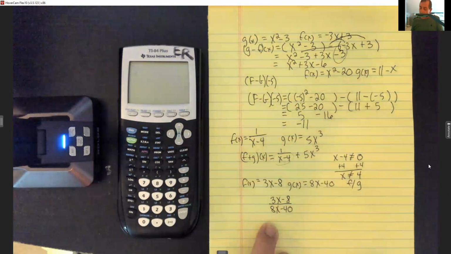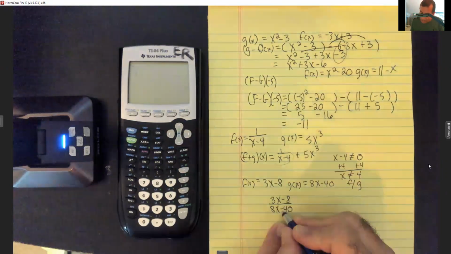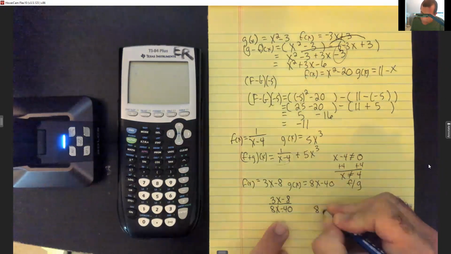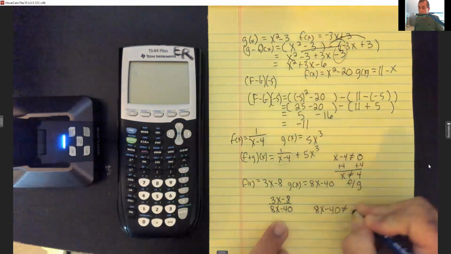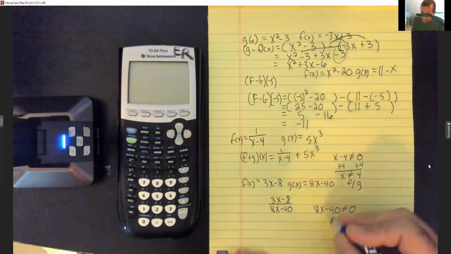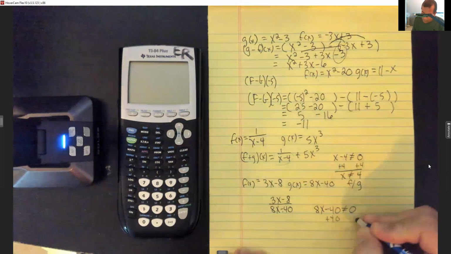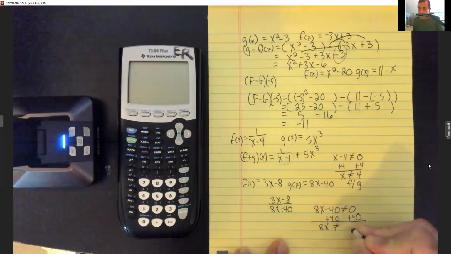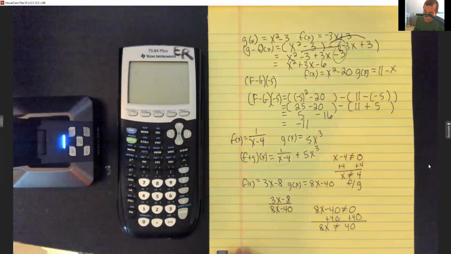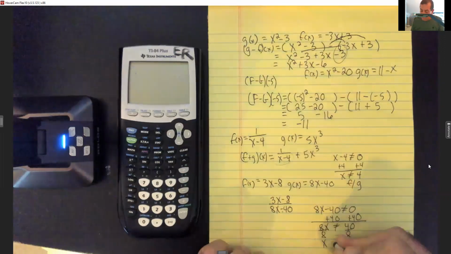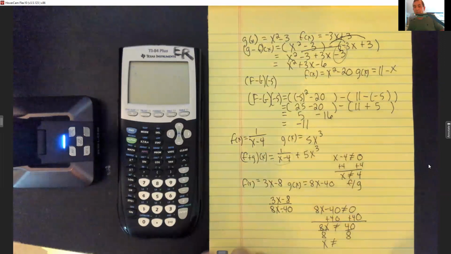So since it's a fraction, remember, the only thing I'm worried about is that denominator. So we know 8x minus 40 cannot equal 0. So let's solve this. Add 40 to both sides. So 8x cannot equal 40, and then divide everybody by 8. So now we see that x cannot equal a positive 5.